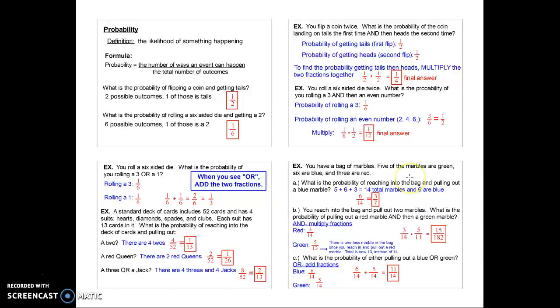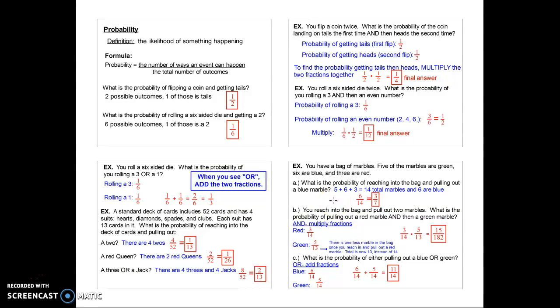All right, another couple examples. So now you have a bag of marbles. It tells you that 5 of the marbles are green, 6 are blue, and 3 are red. Now, what it doesn't tell me is the total that are in there. But you can figure that out. If you have 5 green, 6 blue, and 3 red, add those together. 5 plus 6 plus 3 gives you 14 total. So you know there are 14 total marbles. 5 are green, 6 are blue, 3 are red.